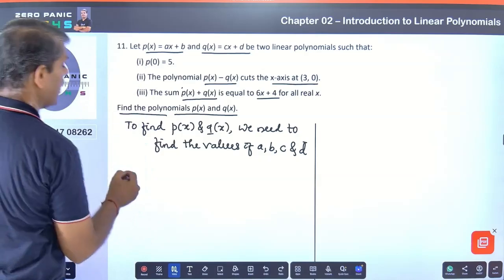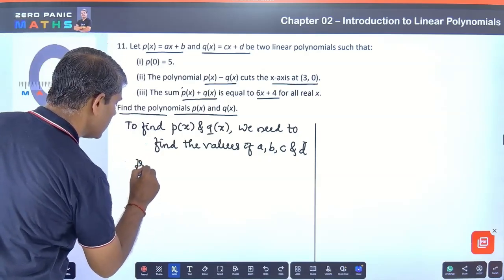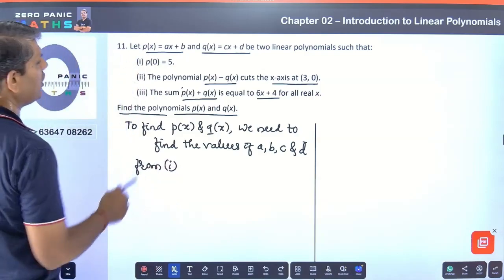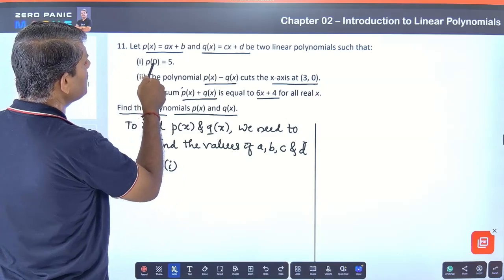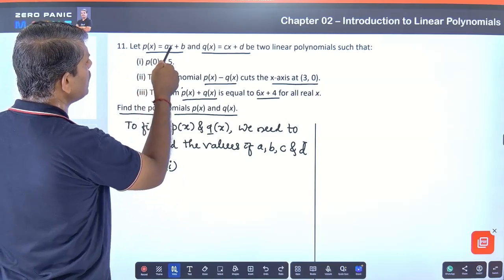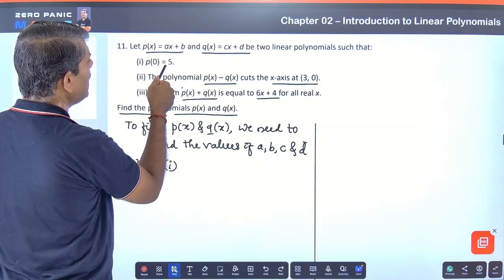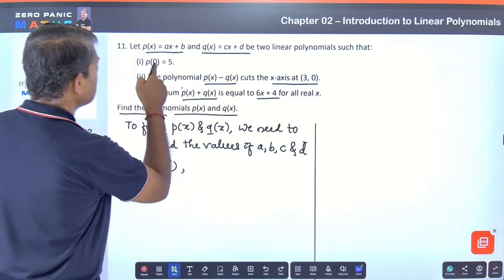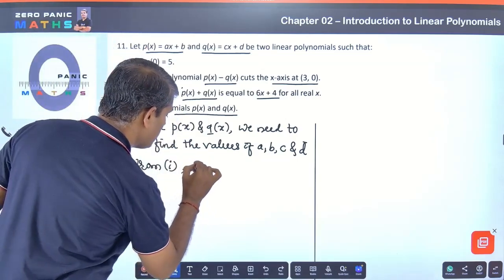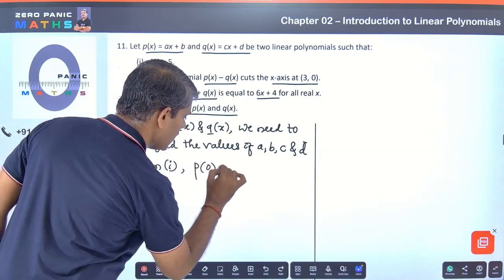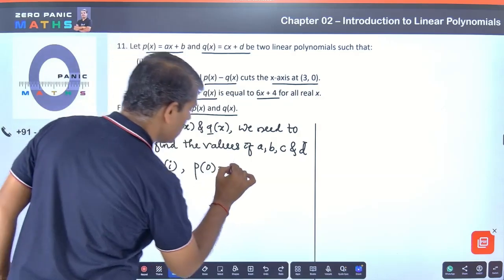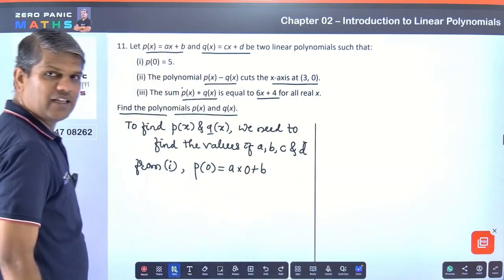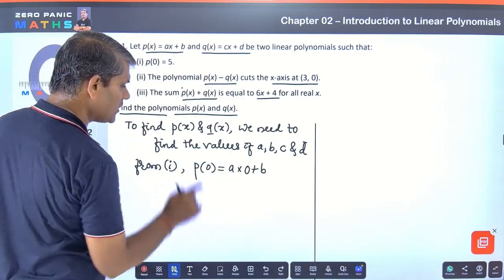Now first, from the given point 1, what is it saying? P of 0 is equal to 5. It means that when you put x equal to 0 in this formula, p of 0 is equal to a into 0 plus b. So in place of x, I am putting just 0 here.